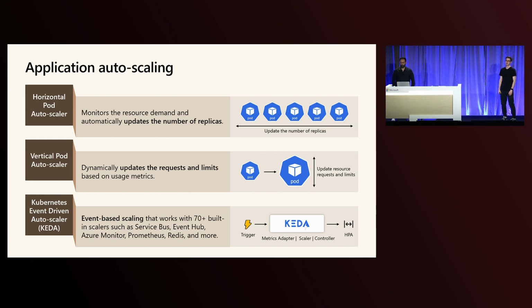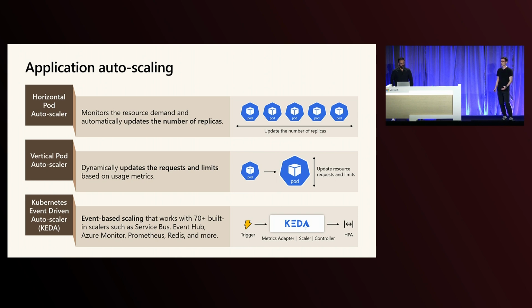And so here are a couple of them. The first is HPA, which stands for Horizontal Pod Autoscaler. It adjusts pod replicas based on CPU, memory, or custom metrics. It's the most common and easiest way to scale your apps in Kubernetes, and it's recommended for most workloads.